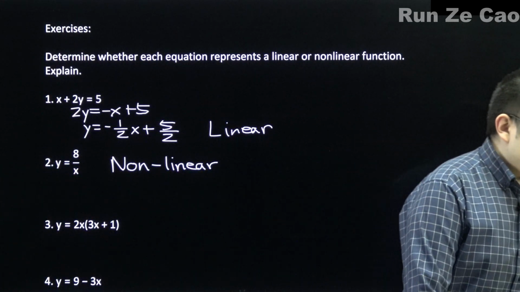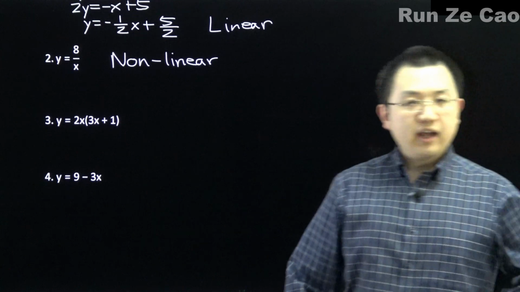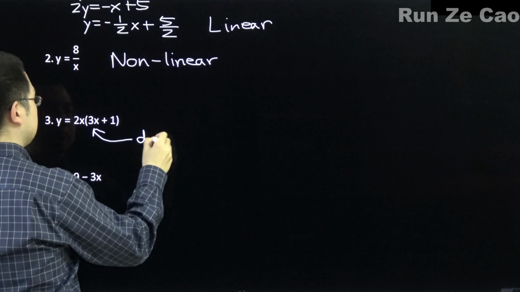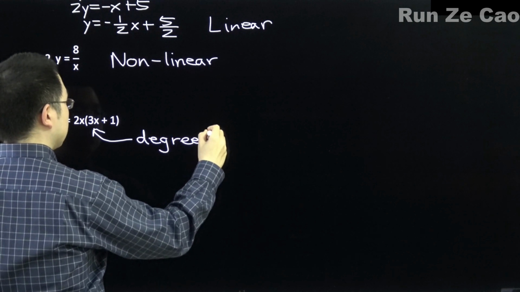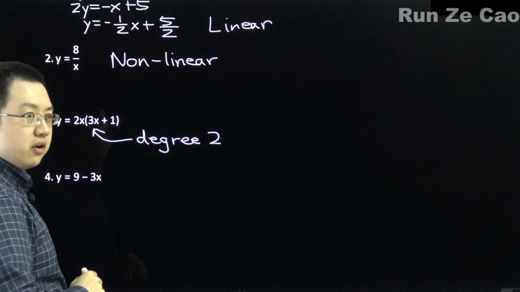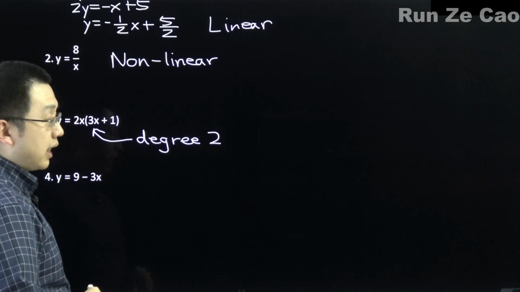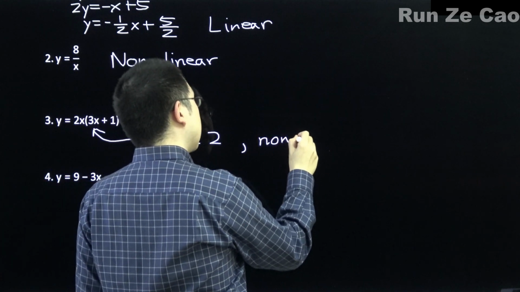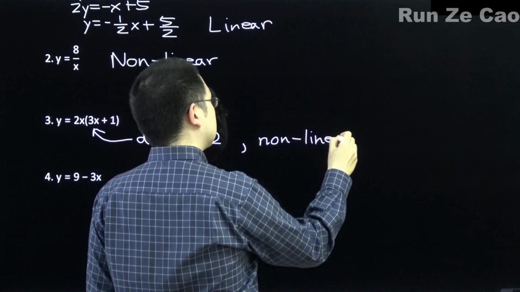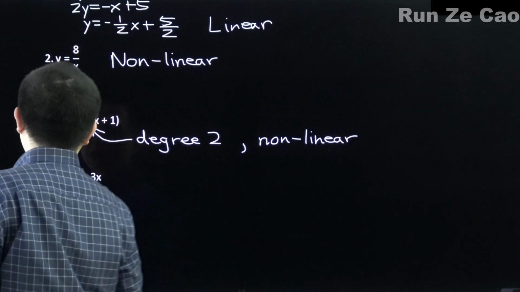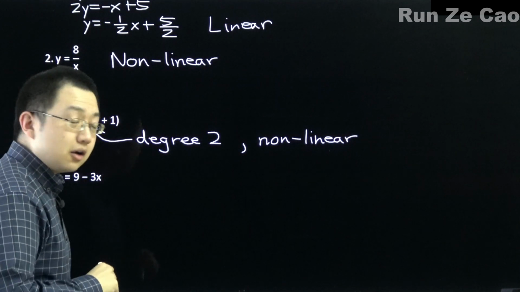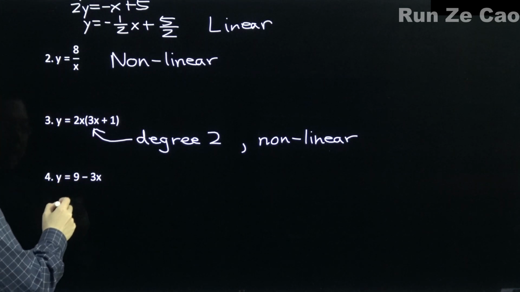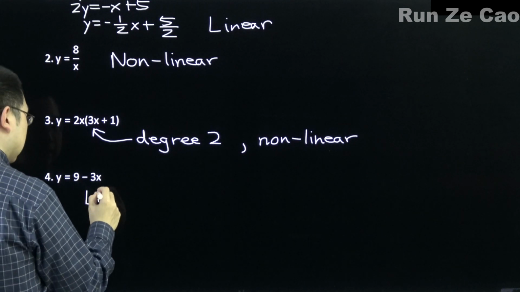Now how about y equals 2x multiplied by 3x plus 1? Well, degree 2 here is what you'll get for this function. That means this is nonlinear. What about y equals 9 minus 3x? Oh, this is slope y-intercept form. The slope is negative 3 and the y-intercept is 9. So this is linear.